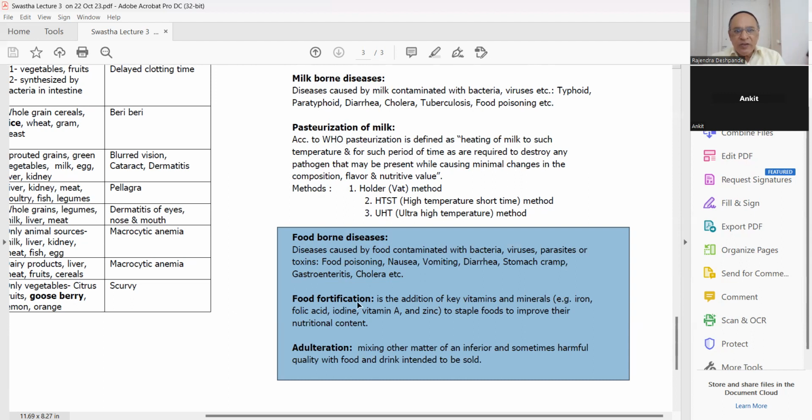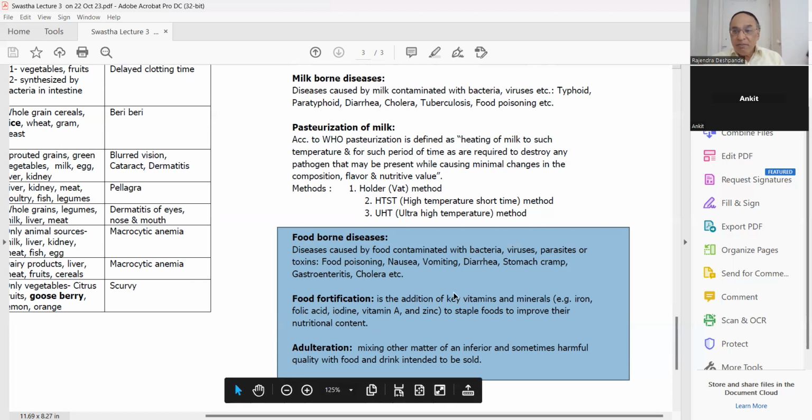Okay, food fortification. What is that? It is the addition of key vitamins and minerals to your food, like iron supplements for the anemic patient, folic acid supplement, iodine, vitamin A. Iodine is for thyroid problems. Vitamin A and zinc, to staple foods to improve their nutritional content. Whenever deficiency disorders are there, your food is always supplemented. Supplemented is nothing but fortification. You must remember this word, fortification.